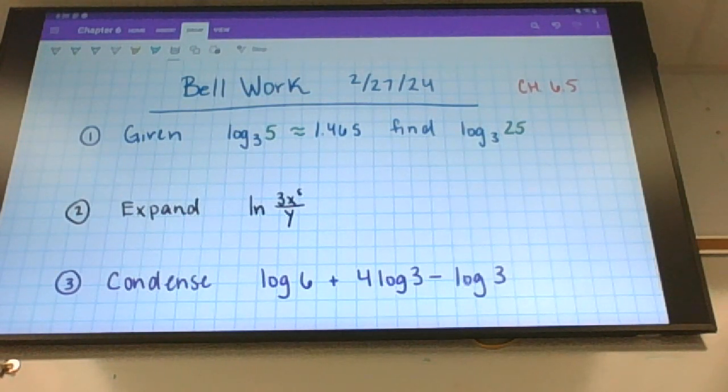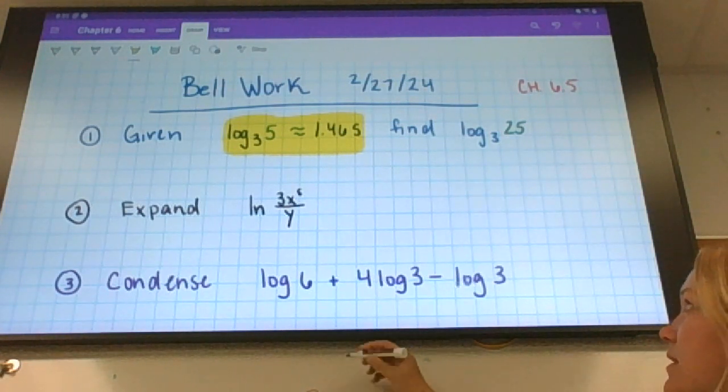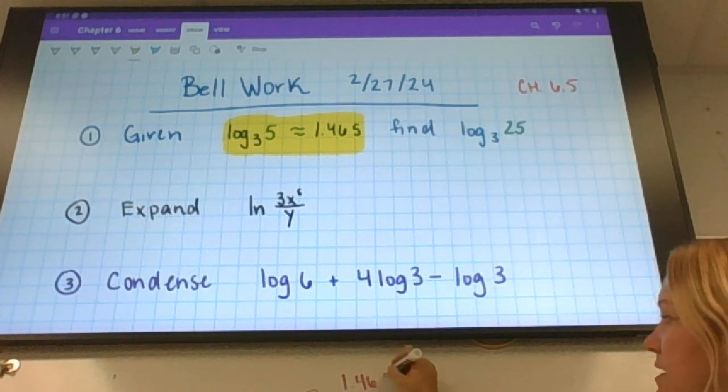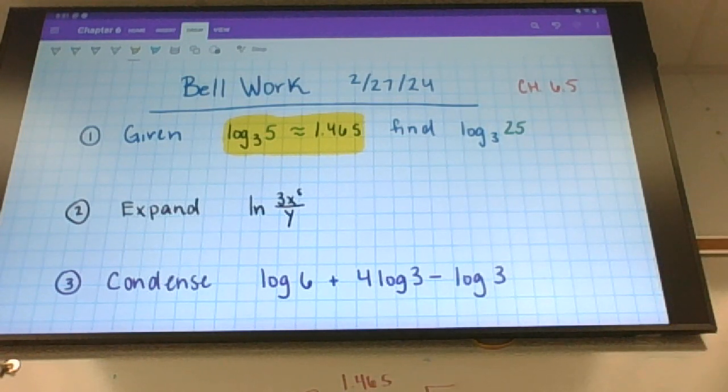Alright, you guys, so number one, we're given this math fact. Think about this like a math fact. What this says is 3 to the 1.465 power is approximately 5. Okay, 3 squared is 9, so yeah, it's between 1 and 2. I buy that. Okay, so this is what we know. We know 3 to the first is 3, 3 squared is 9, and now we know 3 to this bit is 5.